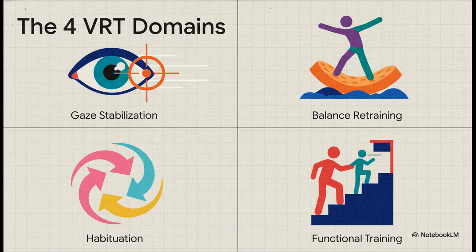Second, we have balance retraining. This systematically challenges their static and dynamic stability. We're moving from firm surfaces to foam, tandem stance to eyes-closed tasks. Third is habituation. This uses repeated exposure to vertigo-provoking movements to basically dial down those maladaptive responses. And finally, the fourth domain is functional training, taking all these specific challenges and integrating them into real-world activities of daily living like walking and negotiating stairs.